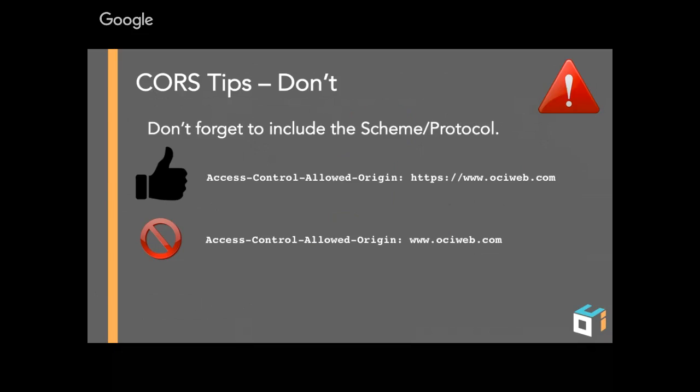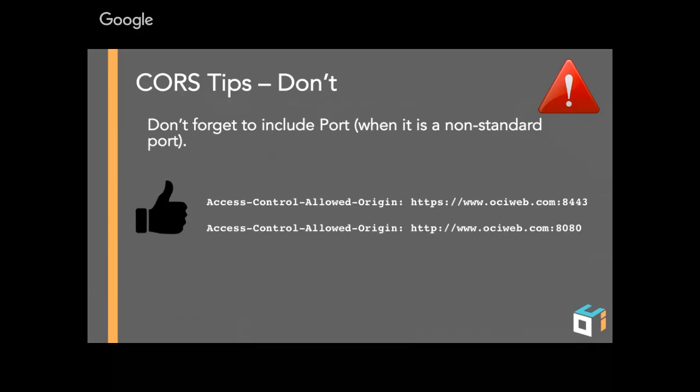Don't forget to include the scheme or the protocol in your definition. If you put just www.ociweb.com, it'll break. The only thing that's actually optional is the port, and we'll talk more about that. You have to put the actual scheme or protocol. Here's the port. As you might imagine, if it's a default port, port 80 or port 443, you don't have to specify it, because we don't do that anyway. But if you have a specific port that's not the default, you have to include it.